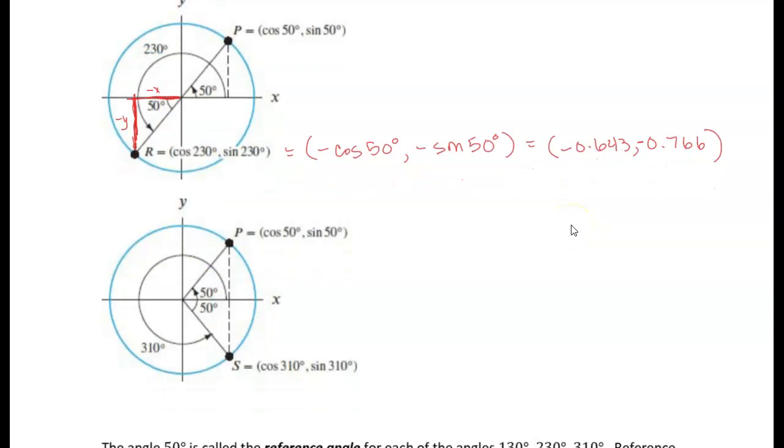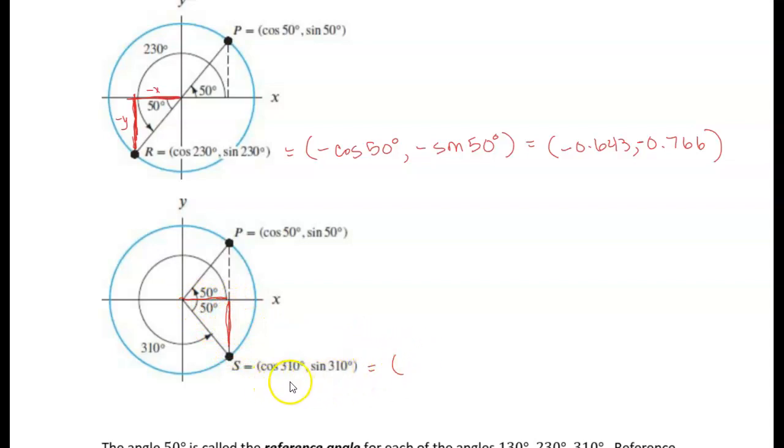Here we have another angle at 310 degrees. 310 is 50 degrees shy of 360 degrees. Okay, so you can see again we have this triangle, right? That's congruent to the one in the first quadrant. It's just that now the y value is negative and the x value is exactly the same, right?